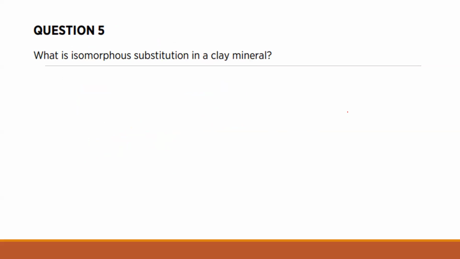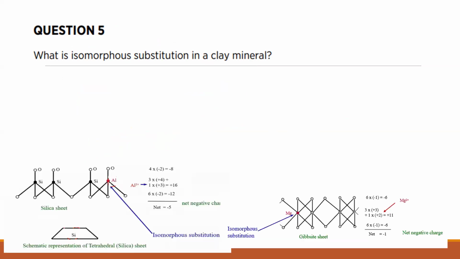Next question, what is isomorphous substitution in clay minerals? They are theory, okay? Now onwards, theory. I hope you remember we discussed 2 types of clay mineral layers, tetrahedral and octahedral. In both, if a silicon atom is substituted by an impurity, here with an aluminium or here with a magnesium, then we call that isomorphous substitution. Whenever we have isomorphous substitution, the negative charge will increase. So they are more reactive. When we have isomorphous substitutions, the soil is more reactive.